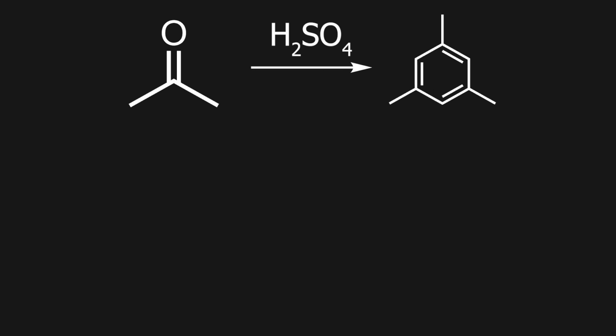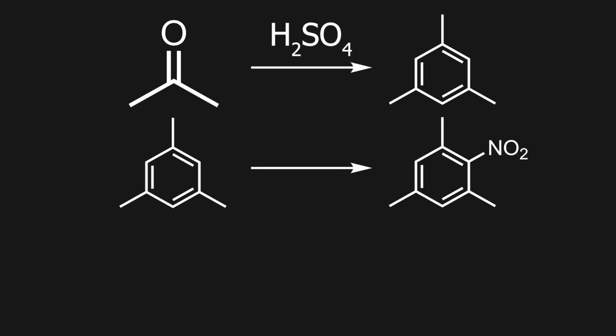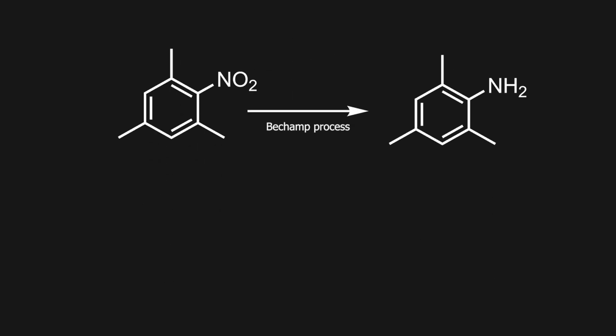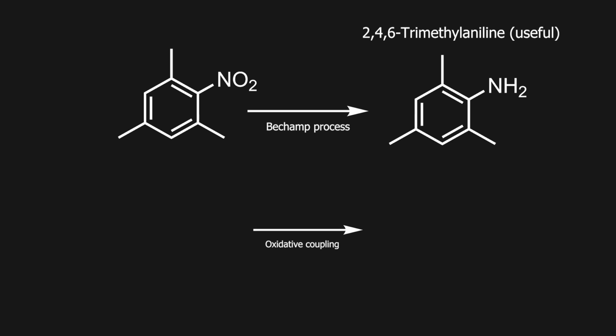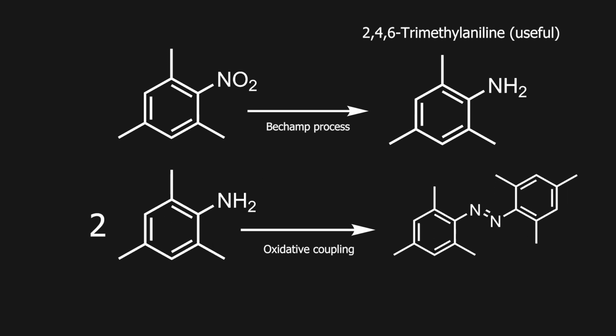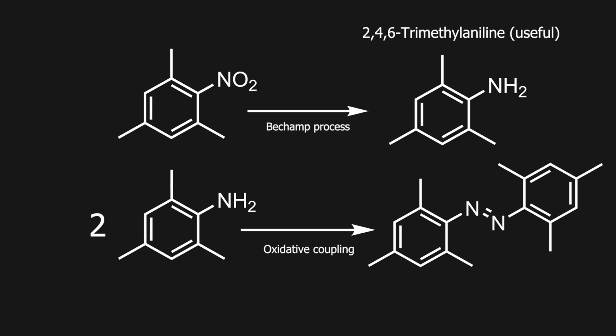By using sulfuric acid, acetone can dehydrate into many different products, one of which is mesethylene. We can distill out and purify the mesethylene and then do a mononitration by using sulfuric and nitric acid. This nitro group can then be reduced to an amine by using the simple Béchamp process. In this process, the aromatic nitro group will be reduced to the corresponding aniline, which in this case will yield 2,4,6-trimethylaniline. Then with an oxidative coupling reaction, we can react two of the anilines with each other to form the corresponding diazine product. See, now it doesn't seem so crazy.